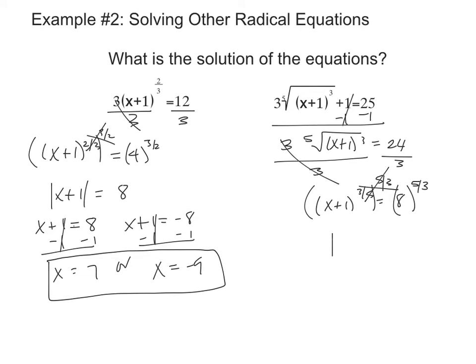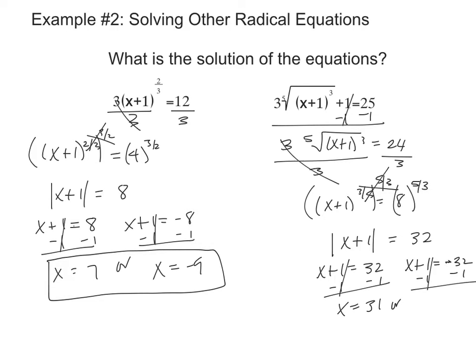So this is actually the absolute value of x plus 1 equal to 8 to the 5/3, which is 32. Now this is x plus 1 equal to positive 32, and x plus 1 equal to negative 32. So when you subtract 1, x equals 31. And again, if you subtract 1, you'll get negative 33. Let's go ahead and try some more.